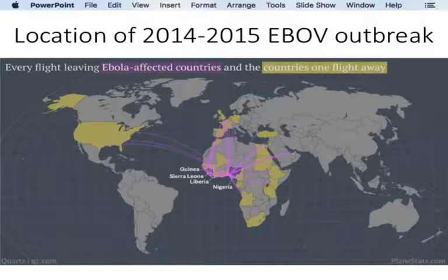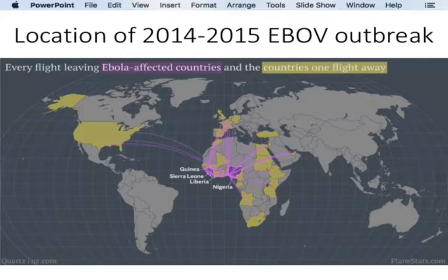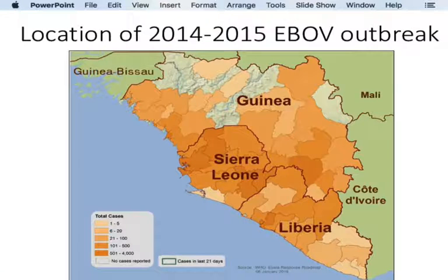Luckily, I suppose, the cases didn't extend outside the main pandemic area. One of the things that I want to go back to real quick, there's this little bar down here that says cases reported in the last 21 days. Why is 21 days important? And actually our book refers to what they call the 42-day rule. Anybody want to take a guess as to the importance of those numbers?